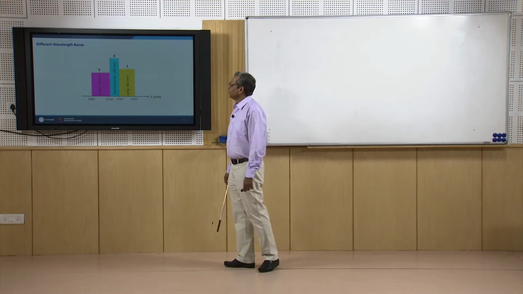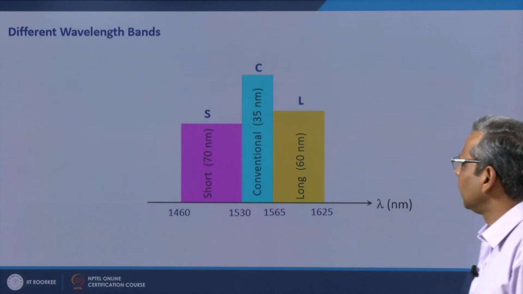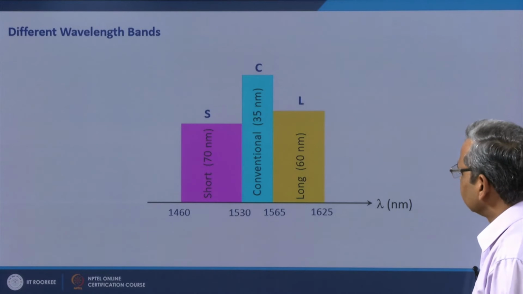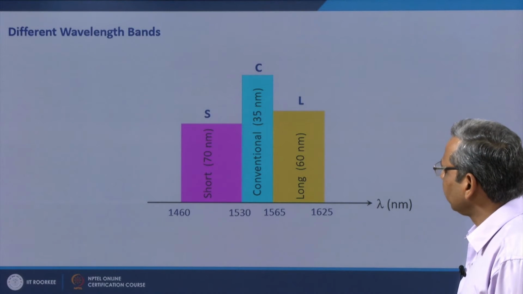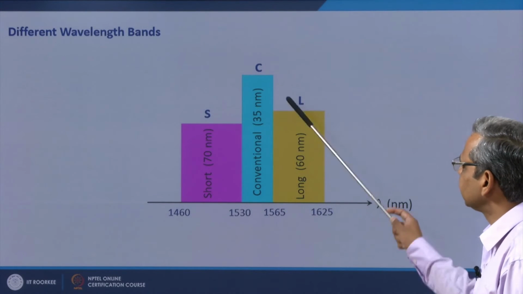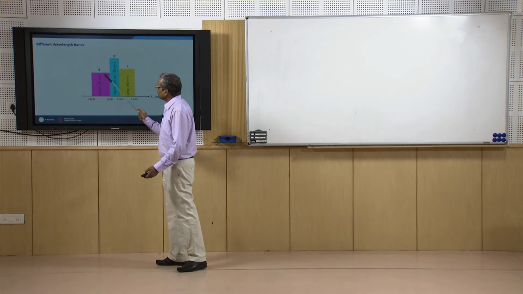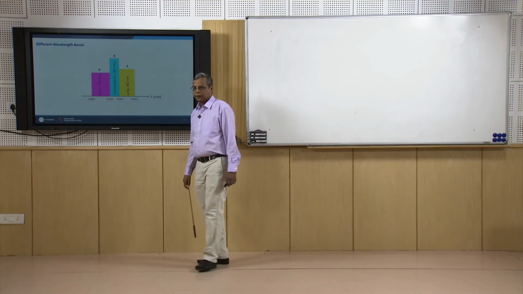So, these are the different wavelength bands. You have conventional band which is about 35 to 40 nanometer wide. You have long band which is about 60 nanometer wide. So, commercial erbium doped fiber amplifiers are available in these bands, C band and L band, and some special techniques can be used to amplify signal even in the short band.